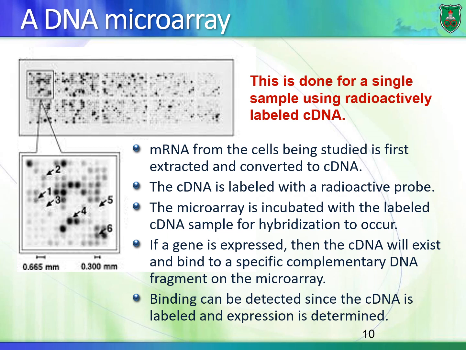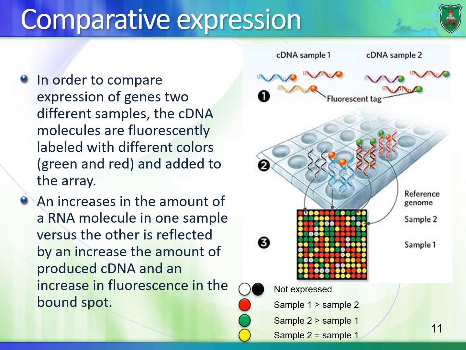Great. But scientists like to measure things. They don't like to do things relatively, nisbiyan, it's not accurate. They like to measure things. And they don't like radioactivity, of course, because it's harmful. So they say, you know what? We're going to use fluorescence. Not only that, we're going to do comparative expression at the same time. Meaning that I want to compare the expression of all genes in two samples at the same time.